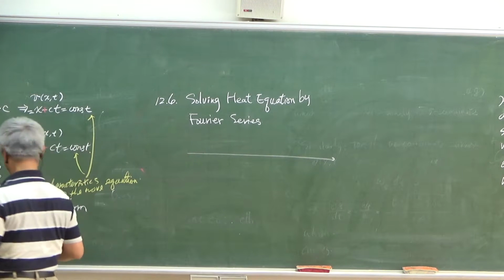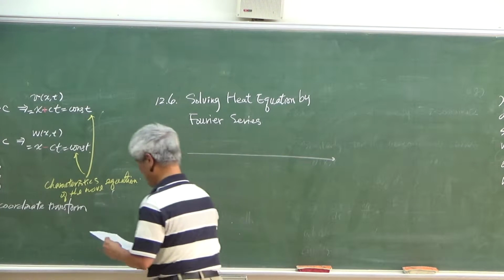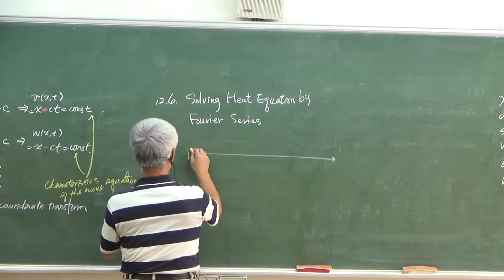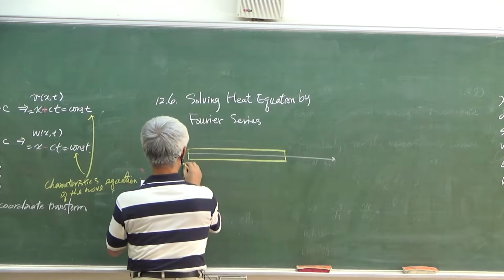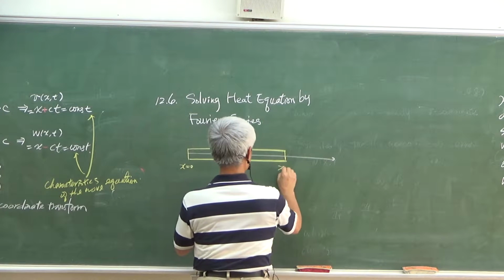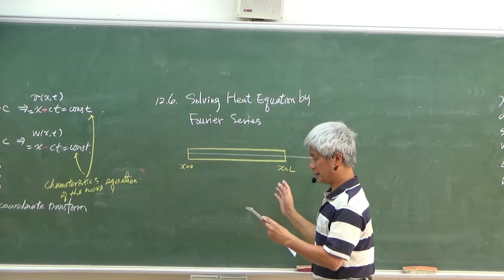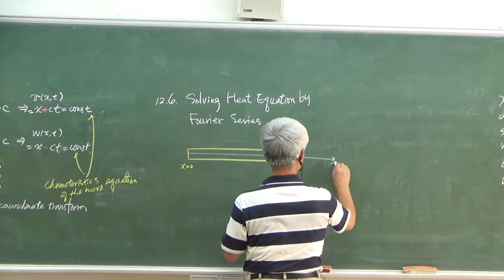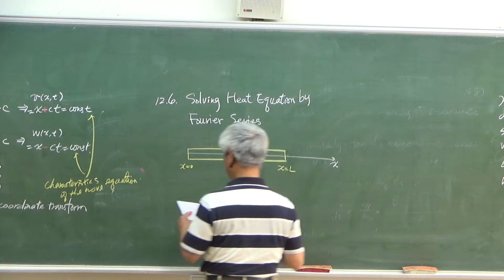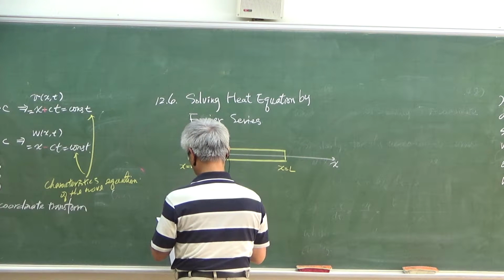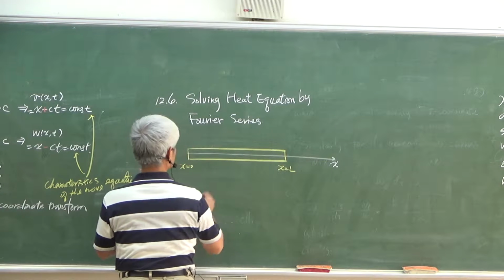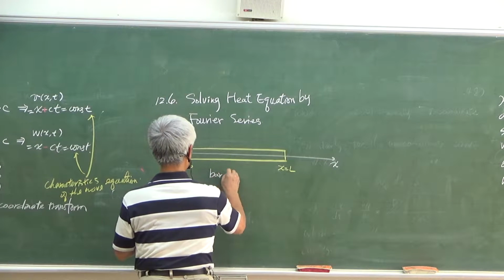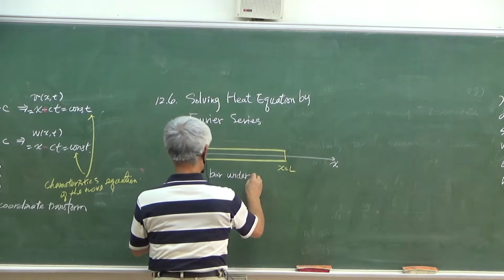So we think about we have a bar, from x equals 0 to x equals L. So the length of the bar is L. So this is the bar under consideration.